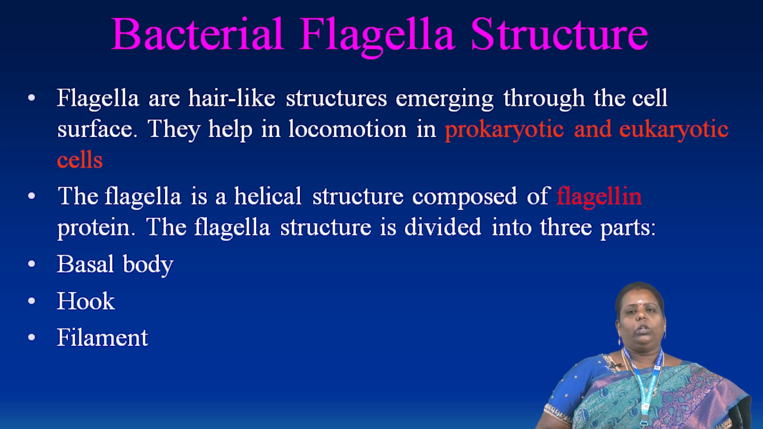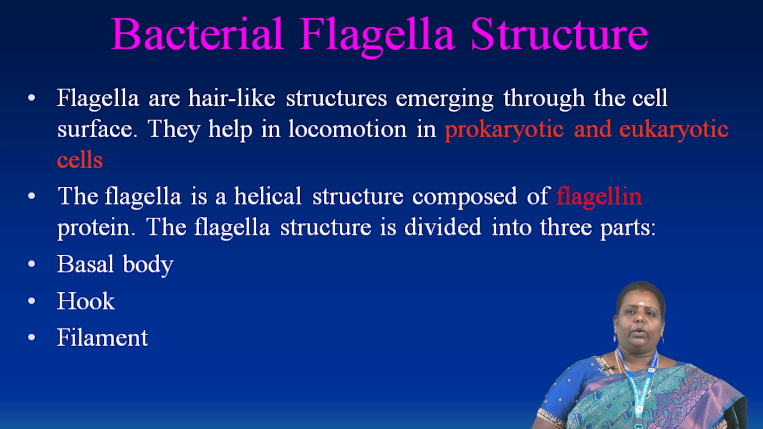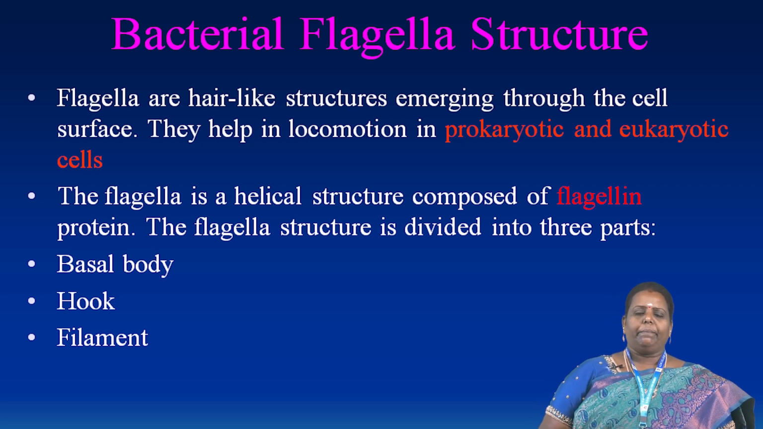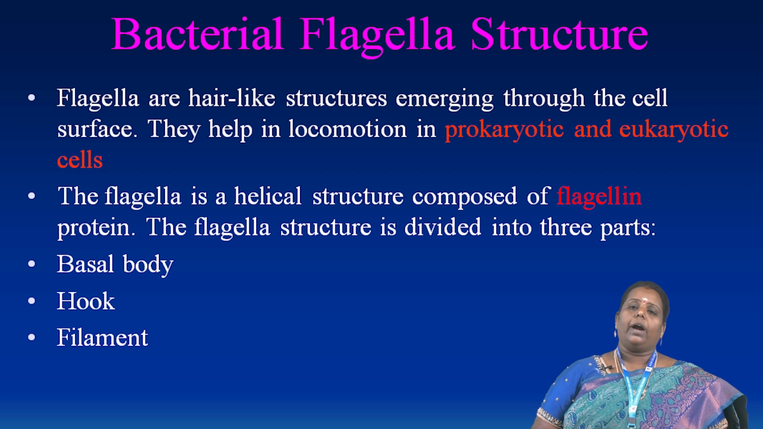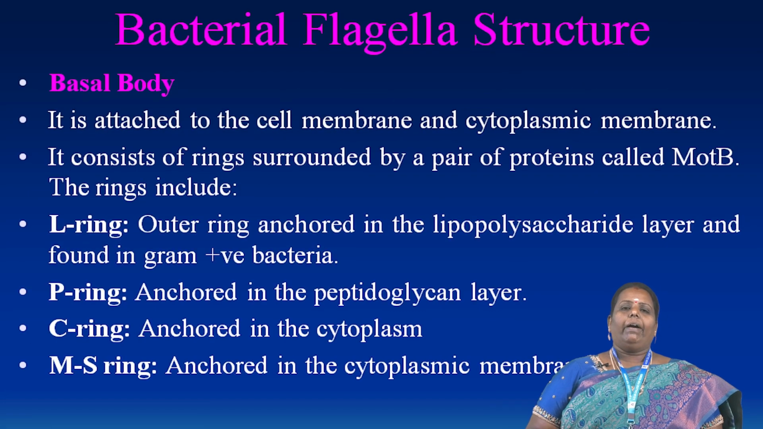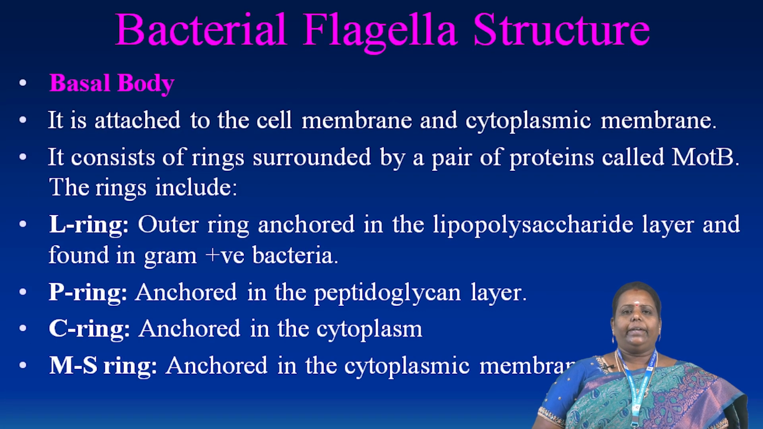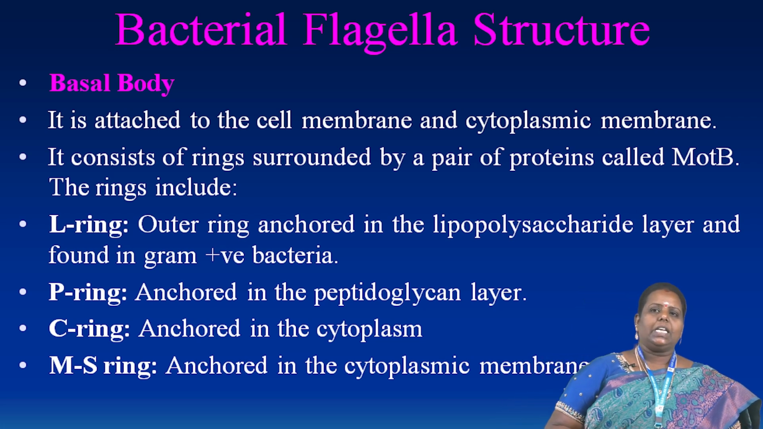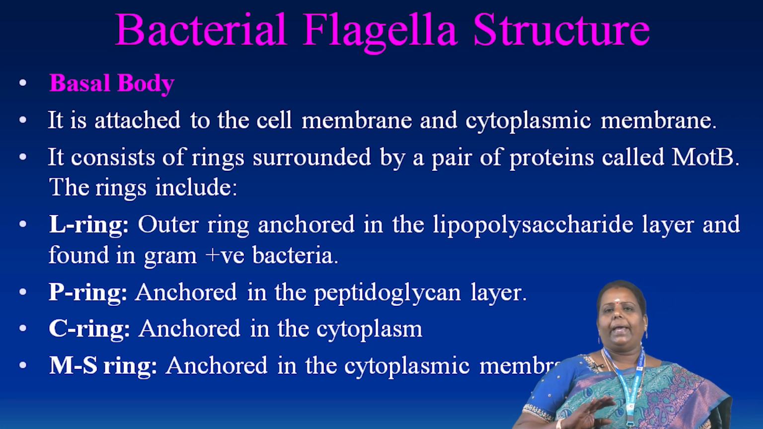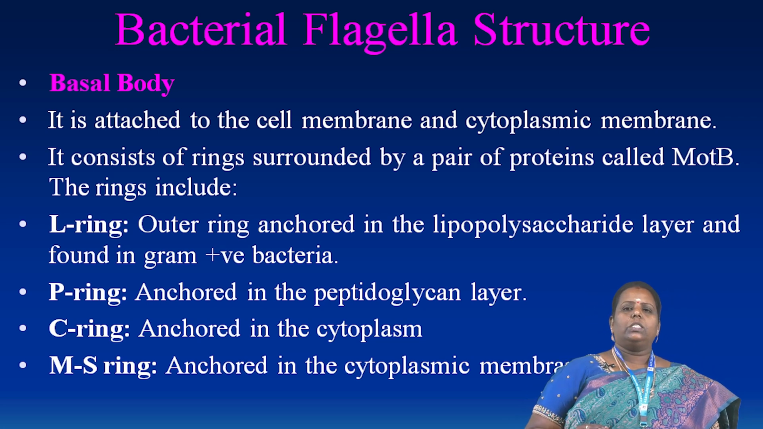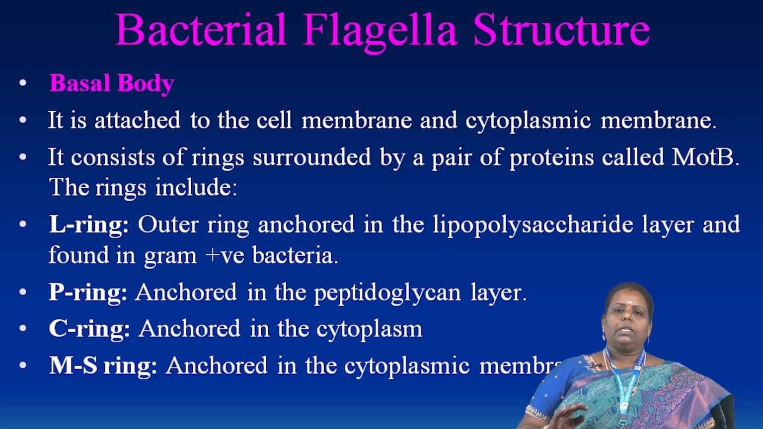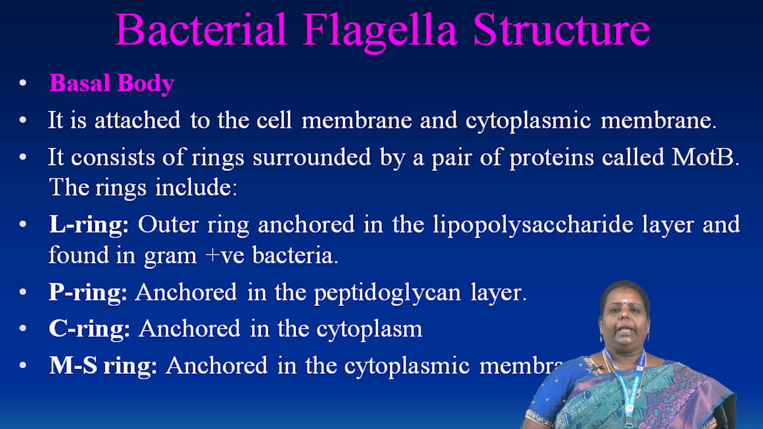It is present in prokaryotic cells and eukaryotic cells also. And it has 3 parts: one is a basal body, another is a hook, another is a filament. What is the role of the basal body? Already I told you the basal body is attached to the cell membrane and also the cytoplasmic membrane. It consists of rings surrounded by a pair of proteins, and it has 4 types of rings: the L ring, the P ring, the C ring, and the MS ring.